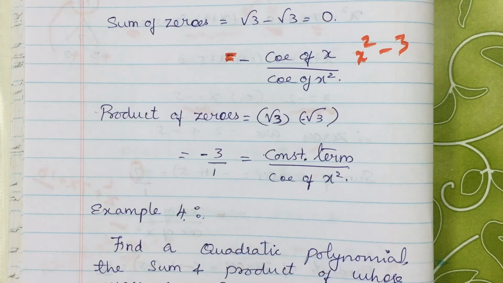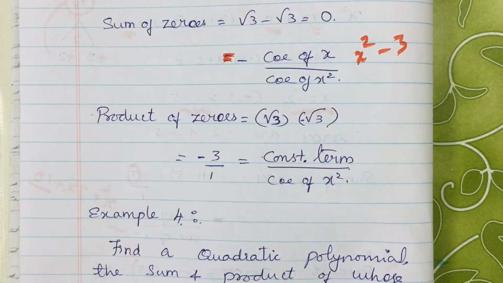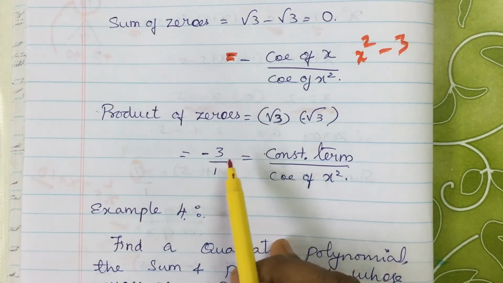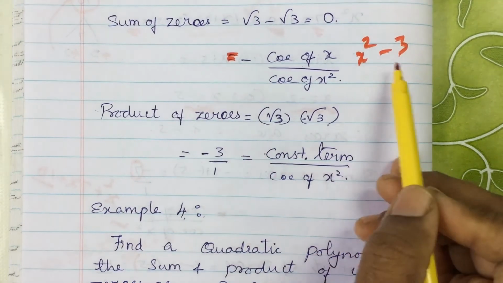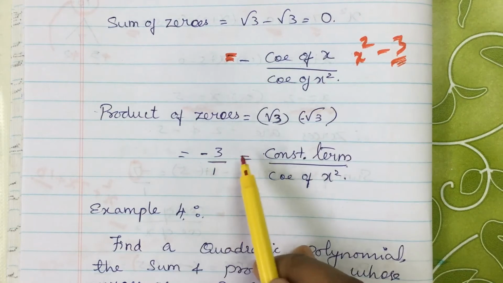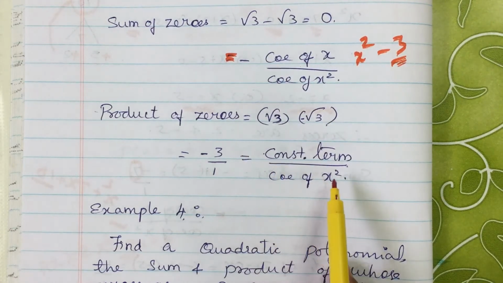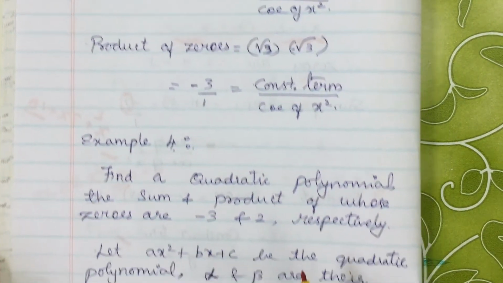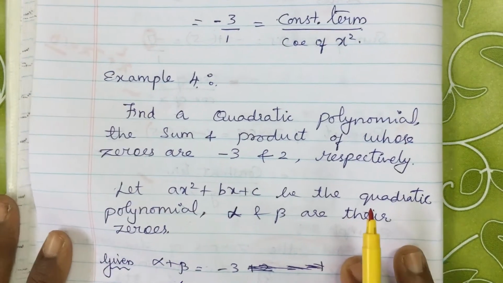And coming to the product, it is root 3 multiplied with minus root 3. So I got minus 3 divided by 1. I added up 1 there. So what is this minus 3 from the equation? It is the constant term. So minus 3 is the constant term divided by coefficient of x square. Okay. Coming to example 4.